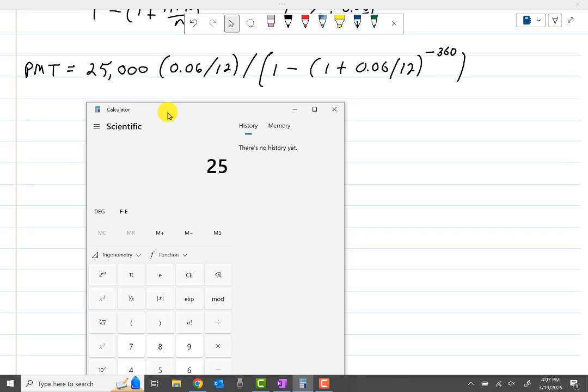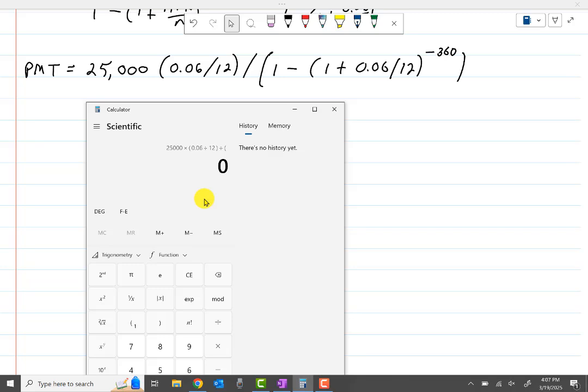I'm going to have my 25,000, and I'm going to start a parenthesis. Now I can kind of see here what's going on. If you don't have that, it's really tough to do these problems. But it shows me what I'm typing in as I do it. And then I'll have my 0.06 divided by 12, and then I'll end that parenthesis. So I can see what I'm doing up here. It might be hard for you to see because it's a very small display. But nonetheless, now I'm going to divide and put the denominator stuff in.